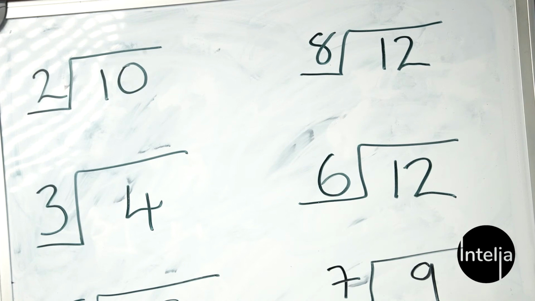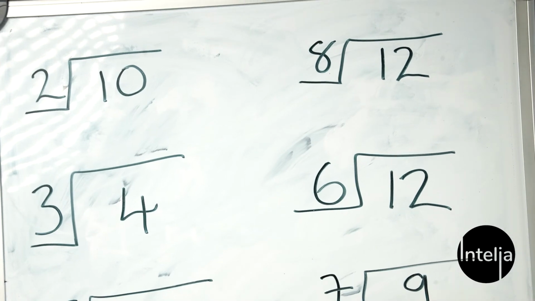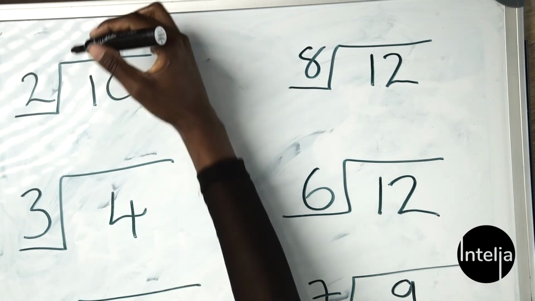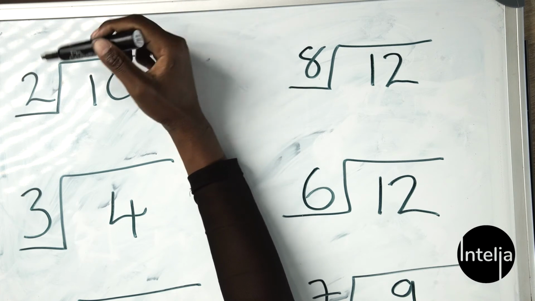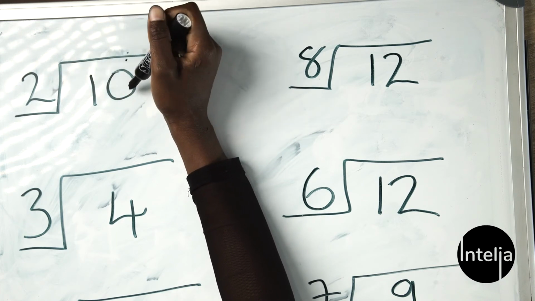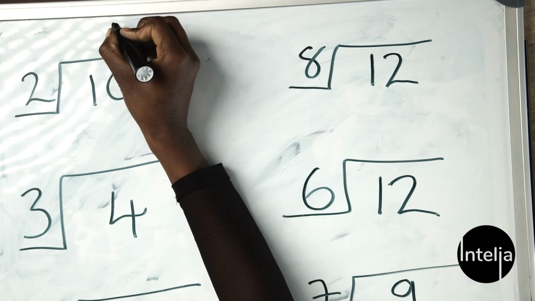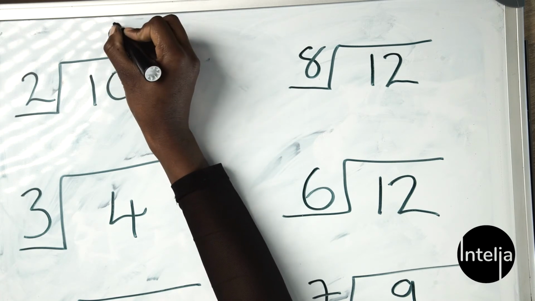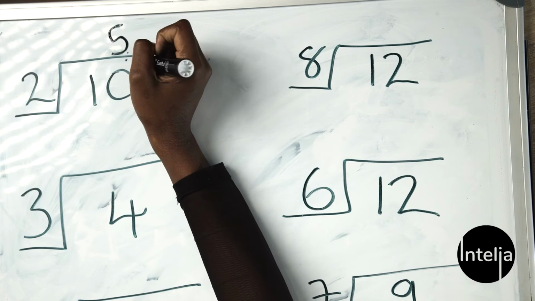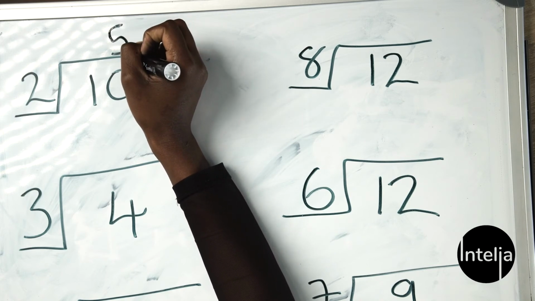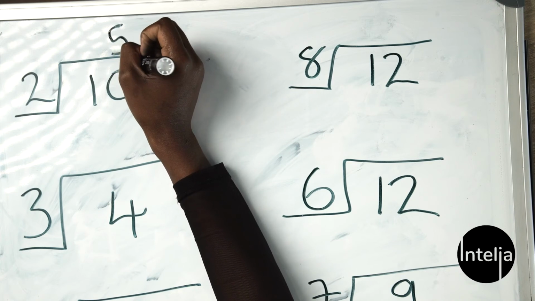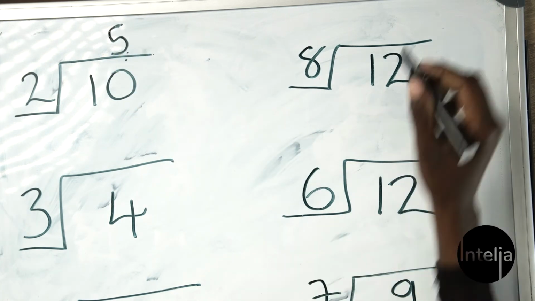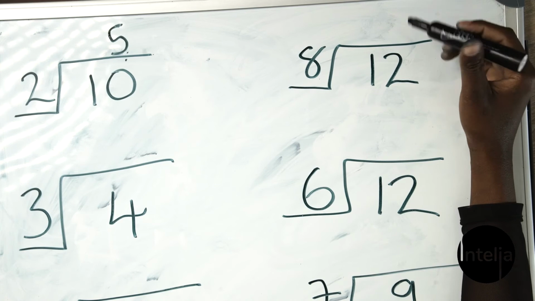So let's quickly do our examples. So remember, like I said before, the 2 is the dividend and then the 10 is the divisor. So you say 2 divided by 10, that's how many? It's 5. 2 goes into 10 5 times. So does it have a remainder? No, it doesn't have. So you leave it like this. Perfect. And then we move on to the next one.